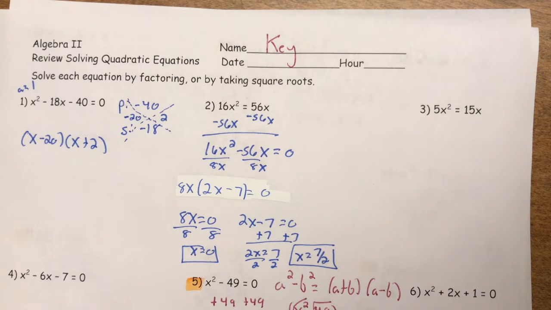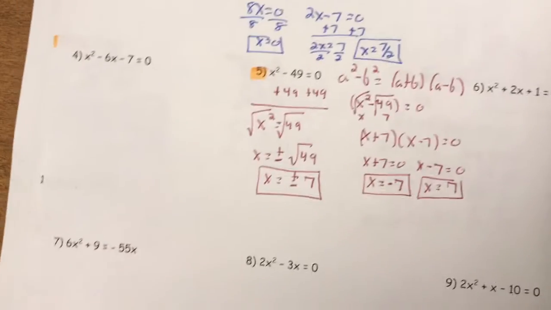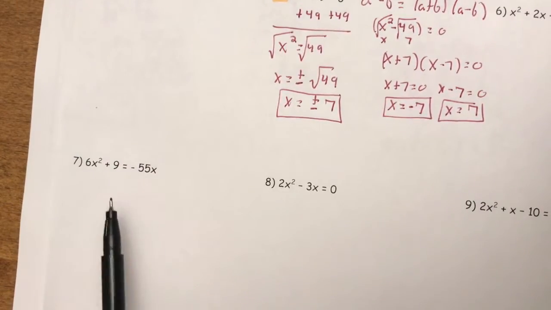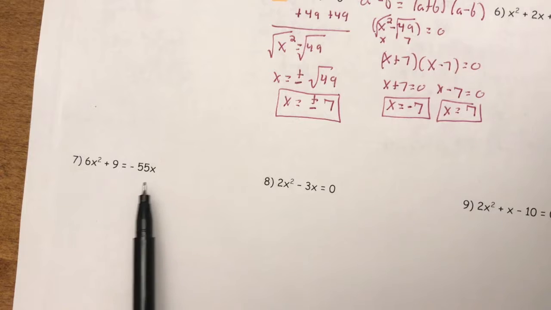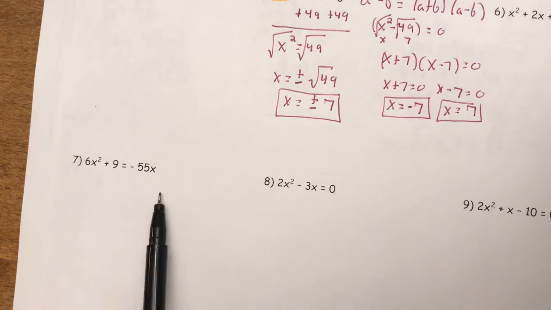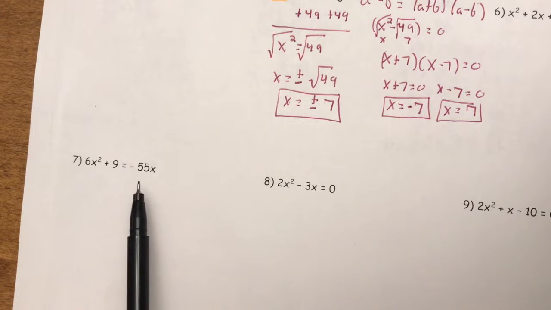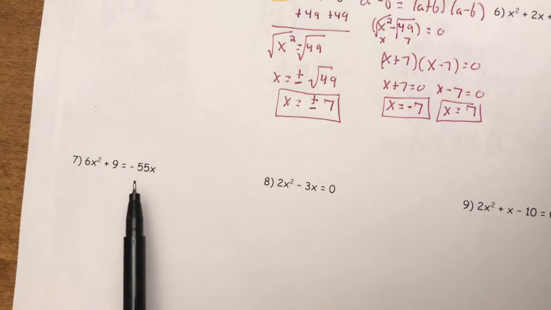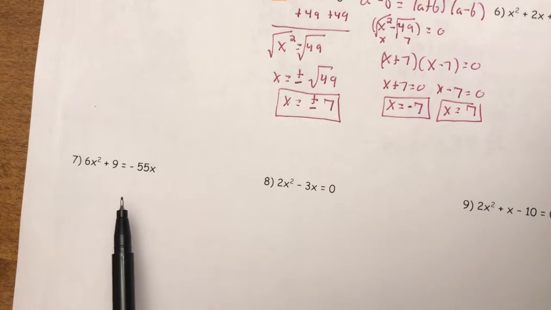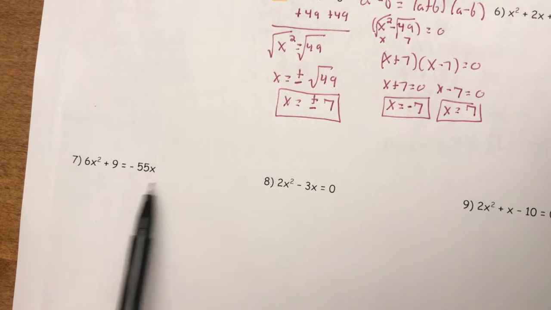So as we continue down and we take a look at question number 7, we have 6x squared plus 9 equals negative 55x. So we're going to solve this by factoring. We have to use factoring in this case. We cannot solve by taking the square root because we have this linear term. We're only able to solve using that method of square root when we have a quadratic and a constant term.